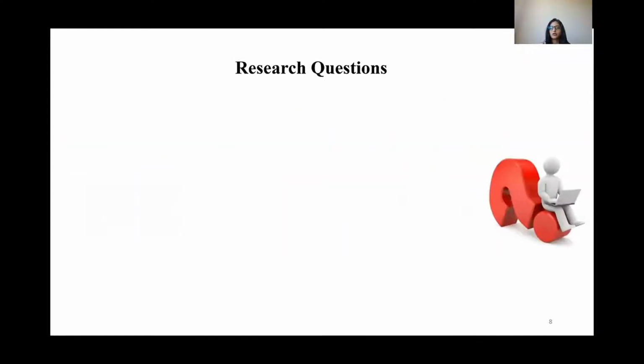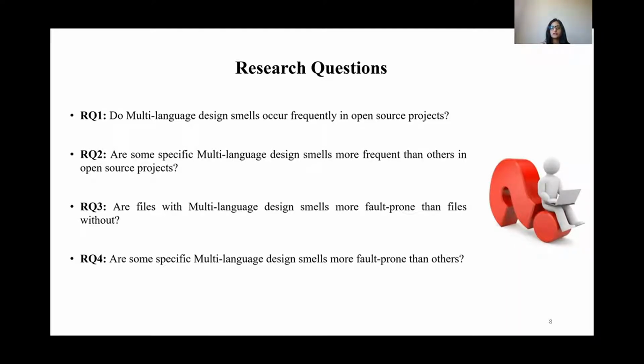To achieve our objectives, we have defined a total of 5 research questions. Each of these research questions is addressing one of the defined objectives. So the first one is addressing the occurrence of multilanguage design smells. The second one is investigating if some specific types are more frequently occurring than others.